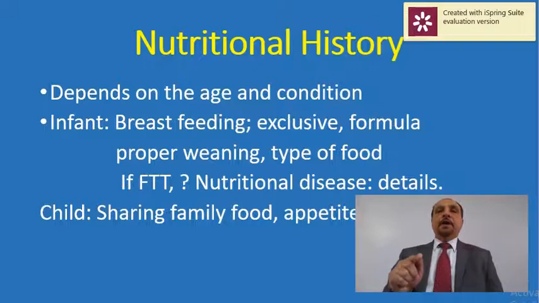Because if there is a nutritional problem for the child and we corrected it early, it was correctable, then the child will grow well and he will follow his peers in the growth chart. But if the child is, for example, having a nutritional problem, and he will have failure to thrive and he will have a permanent problem, of course, this is wrong. So take a brief nutritional history.